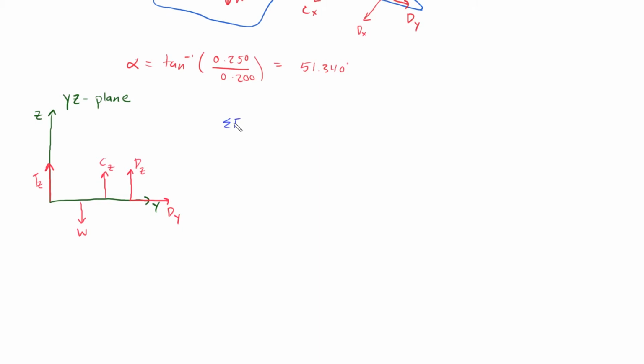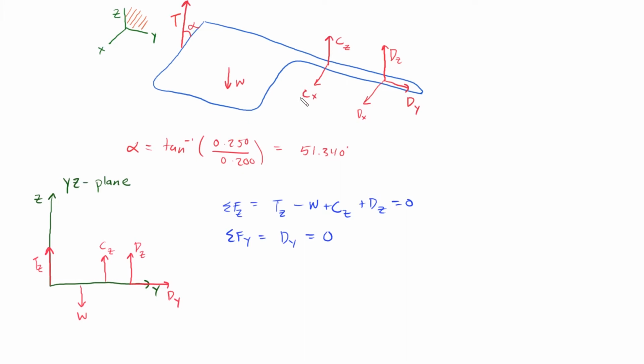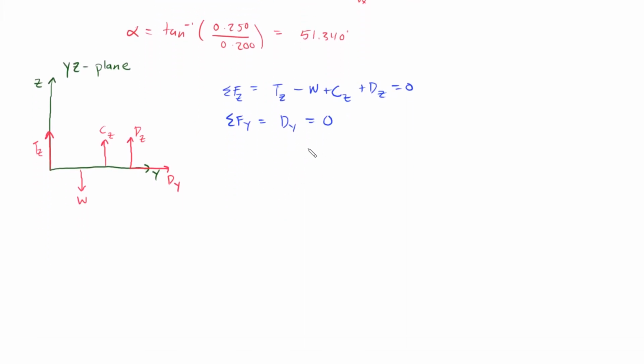The sum of the forces in the z direction is TZ minus W plus CZ plus DZ equals 0, just from the diagram we drew. Then the sum of the forces in the y direction is just DY, the only force acting in the y direction, so we know DY equals 0. Although this bearing D can support thrust, there is no thrust occurring in this diagram. So DY is equal to 0.